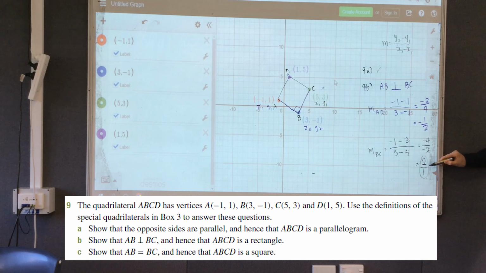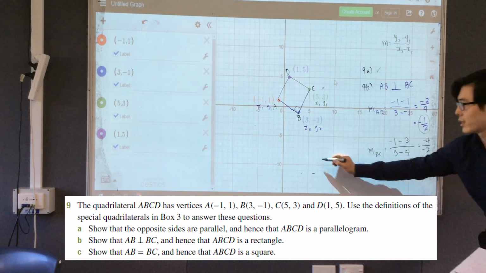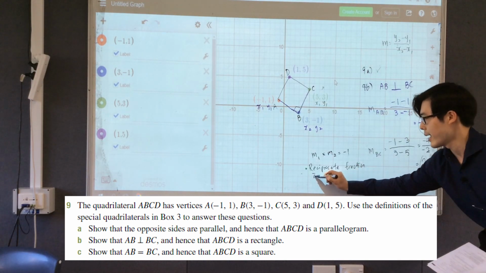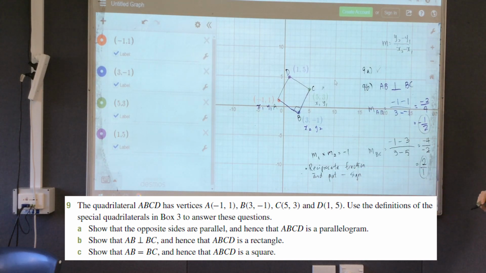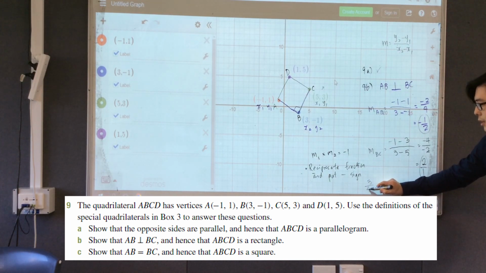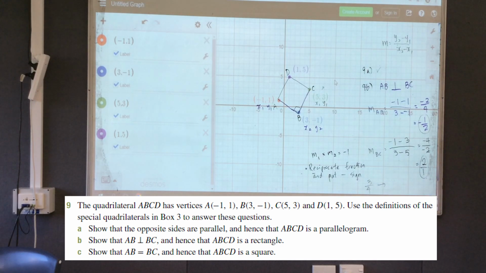If you flip the fraction around and put a negative sign in front of it, if you get that, that means they're perpendicular to each other. The technical rule is reciprocate the fraction and put a minus sign, okay? If you reciprocate the fraction and put a minus sign and that's the same number for the other one as well, it means they're perpendicular. So for another example, let's say my gradient was 3/4. If I want to know the gradient that will give me perpendicular to that, what would the fraction be? -4/3. Yeah?